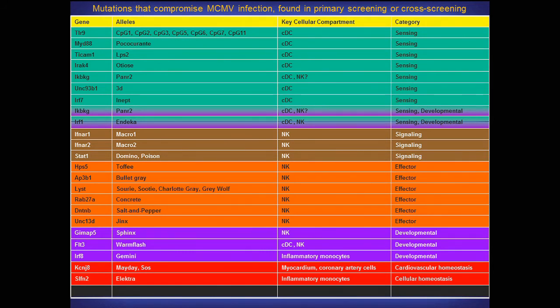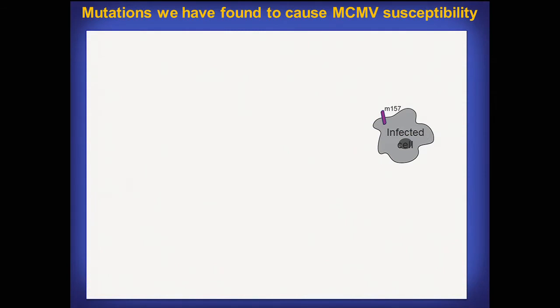You can see that they fall into categories of sensing problems, sensing combined with developmental problems, signaling problems, effector problems, pure developmental problems, or problems with cellular or cardiovascular homeostasis. And then it was incumbent upon us to try to put these together into a sort of high-level view of what has to happen with the mouse innate immune system for it to survive infection with this virus. I stress that this is all a look at the innate immune system because a mouse with a RAG mutation will do perfectly fine through 7 days following infection. You don't need T or B cells to survive.